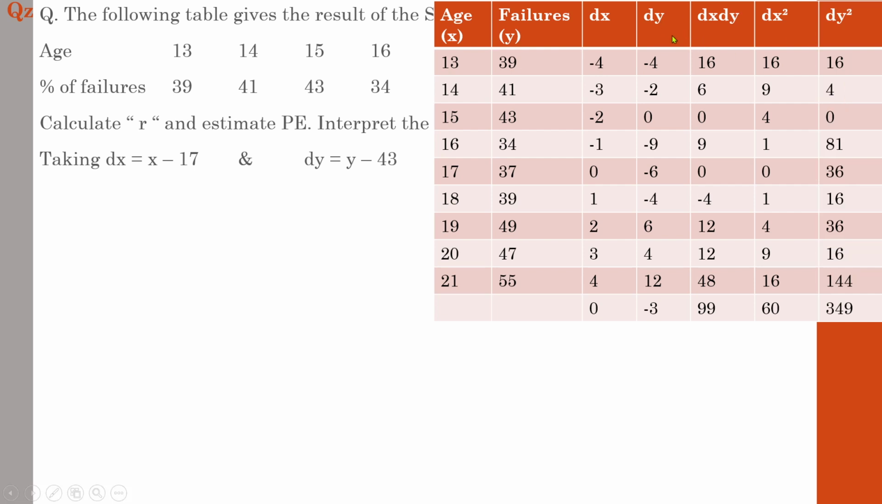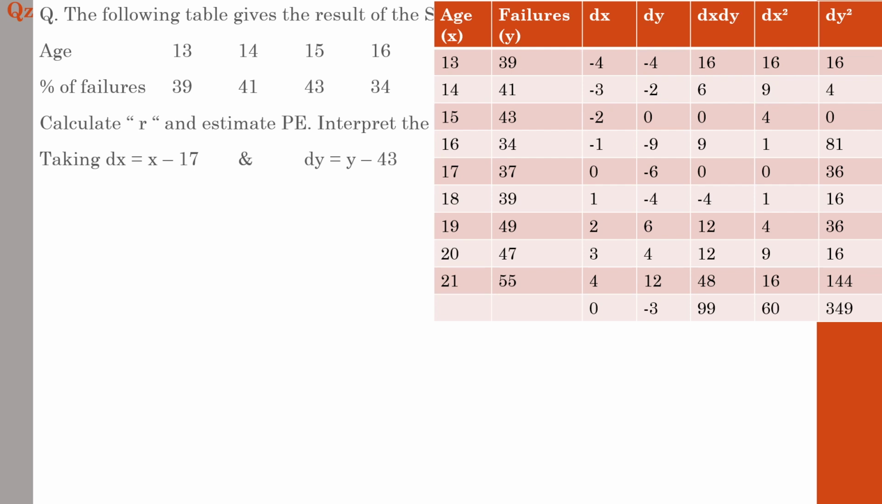Okay, remember in the exam don't go for any shortcut methods. Don't think that dx square is just the square of dx, so we can take the total value and take the square, then you will get the total of dx square. So no, never do like that. You need to individually take the squares of dx. Likewise, dy also.